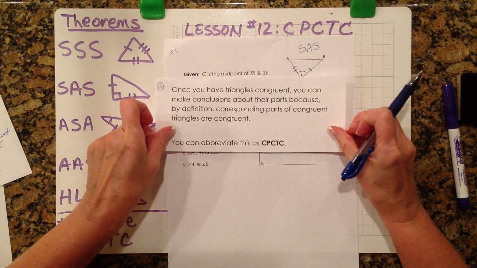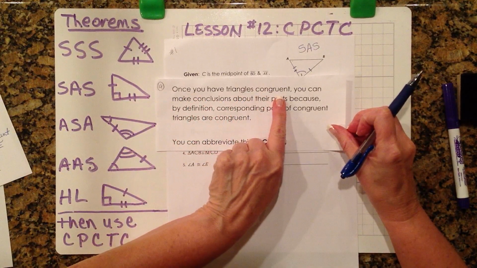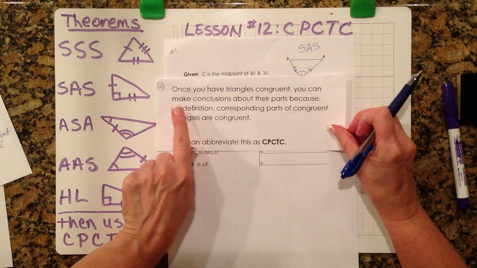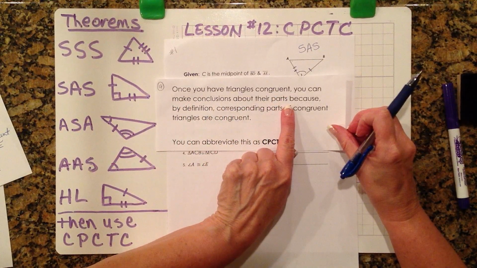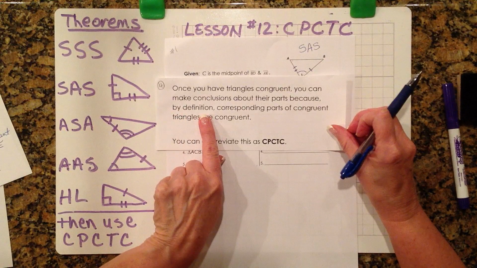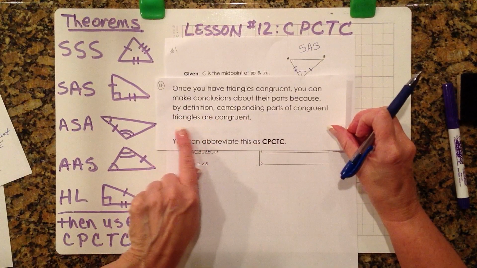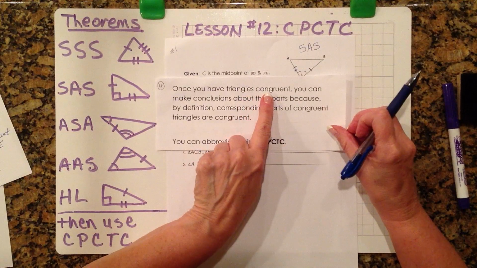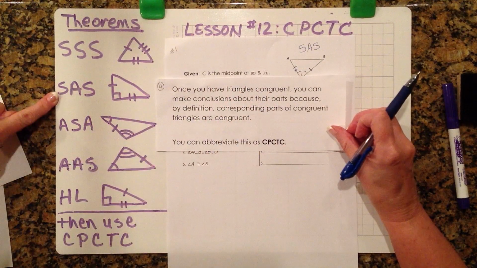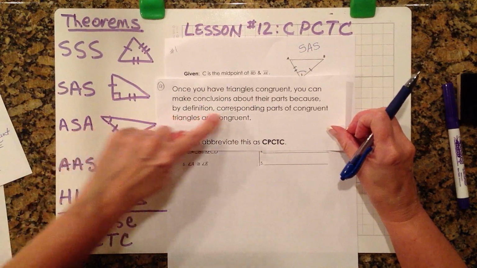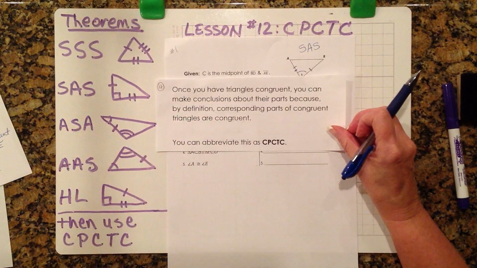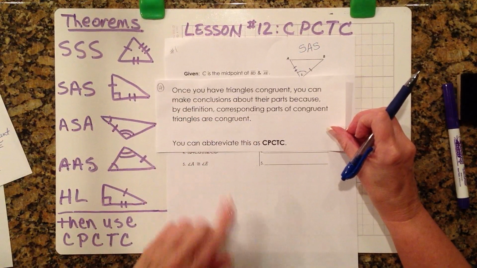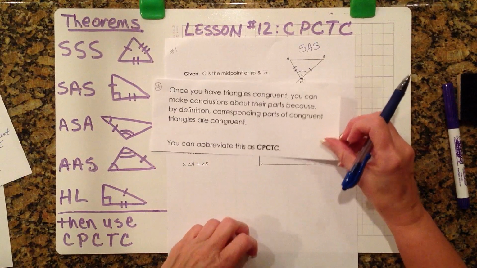So what I have to do is once I have the triangles are congruent, I can make conclusions about their parts. Because by the definition, corresponding parts of congruent triangles are congruent. So I need to prove that these two triangles are congruent, and I'm going to use SAS. Now I'm going to say any corresponding part, anything that's left over, I can prove that that's congruent too.